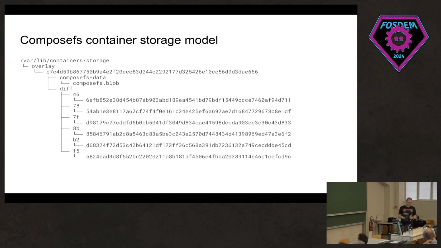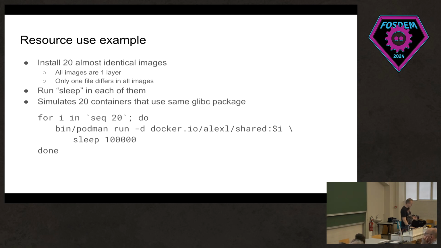So it looks slightly different, but it's basically the same. And to demonstrate how this will affect resource usage, I created 20, so this is a synthetic example, but I think it proves the point. I created 20 copies of Fedora image, and I changed one file in each and squashed them so they're like single layer images that basically have all the same files in them.